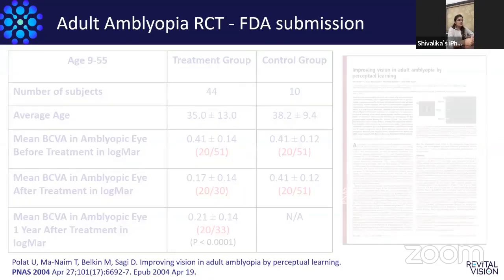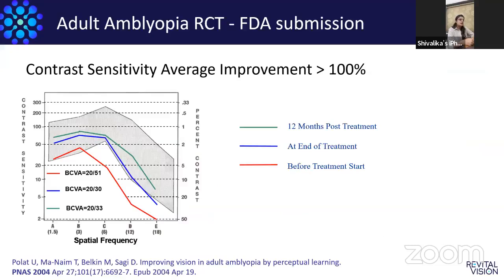Similarly, with the contrast sensitivity, there was more than 100% improvement. You can see the red line, which shows before the treatment, which is below the normal range. The normal range is basically the gray area in the contrast sensitivity function chart. You can see post-treatment, which is the blue line, at the end of the treatment, which returned fairly to the normal range. And if you see the green line, which is 12 months post-treatment, the contrast sensitivity has actually gotten better rather than decreasing or remaining the same. This tells us that there's a better neural adaptation when your brain processing is enhanced. Visual processing is enhanced.